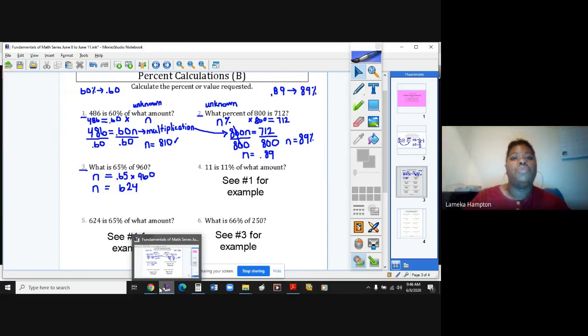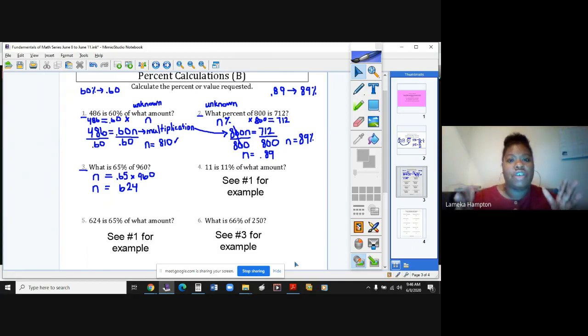The answer sheet will come along with this particular worksheet. So again, if you are watching this as a playback video, when you click on the PDF file, there are going to be 2 sheets. You're going to have the regular percent calculation sheet, and the second page will be the answer sheet. You can check your answers to make sure that you are going about this the right way.